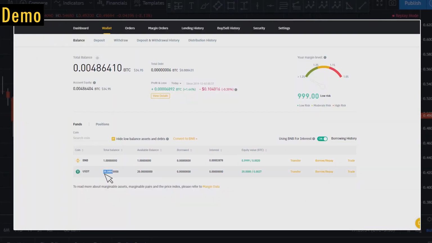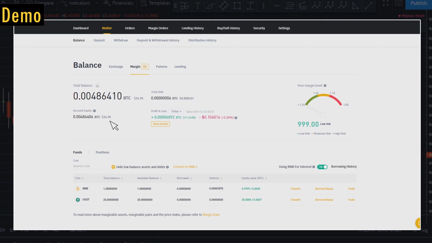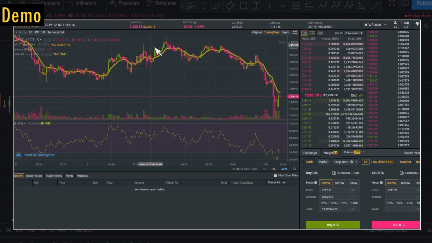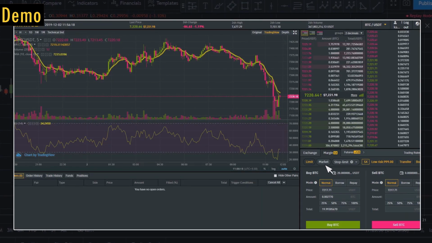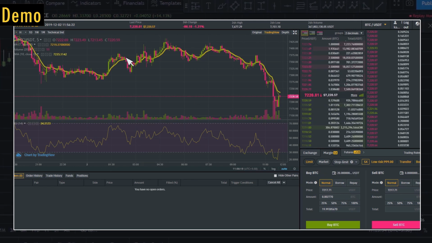You can see that I have $20 in my account, and I also transferred one BNB from my exchange wallet to pay for the fees and for the interest rates. And you can see that my overall account portfolio is worth $34, and this is what dictates how much I can leverage. I also have the trading interface open. If you go to the margin tab, we can see that we can place a limit order or market order, or any kind of order that we want.